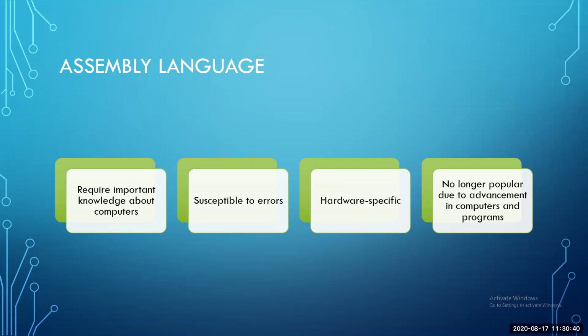Here are some of the drawbacks of assembly language. It's susceptible to errors. Because you have to know the specific hardware, and there are so many things that you can mistakenly write, there's no telling how many different errors you can put into it. So you have to be perfect when you write in assembly language. And now we have more advanced languages, so we don't necessarily write in assembly language anymore.